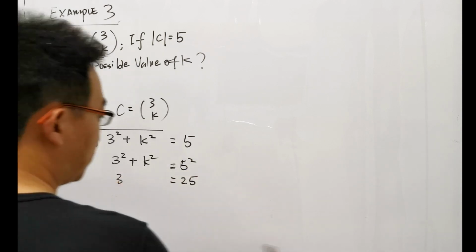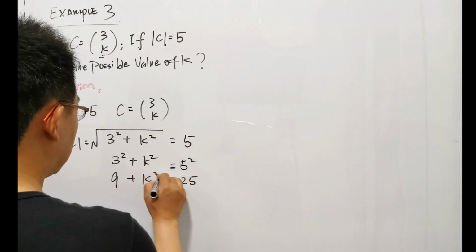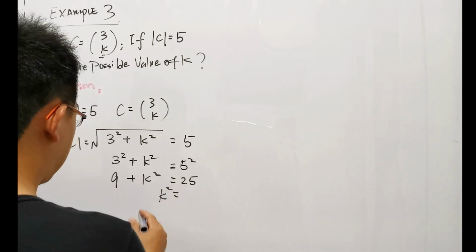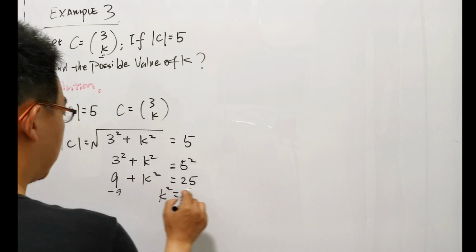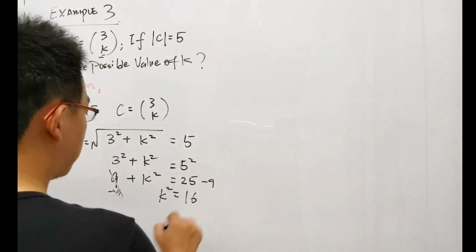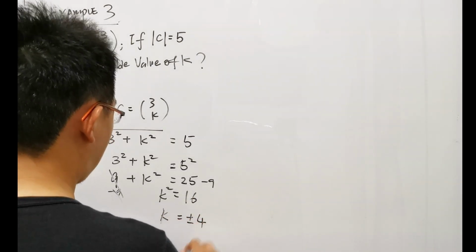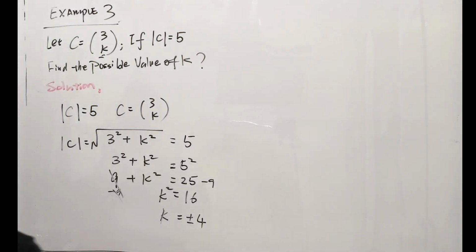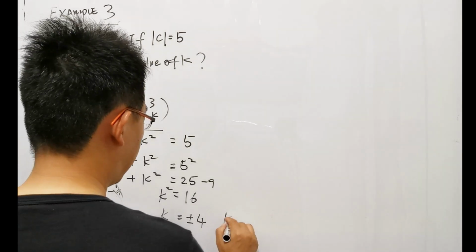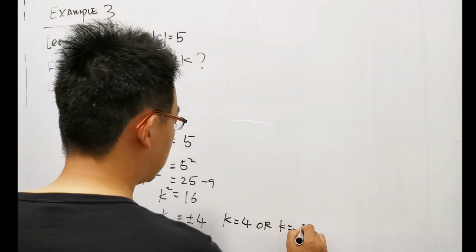3 squared is 9, so 9 plus k squared equals 25. Then both sides minus 9, so the 9s cancel, and we get k squared equals 16. So we have the answer, plus or minus 4. So k can be equal to 4 or k equals minus 4.